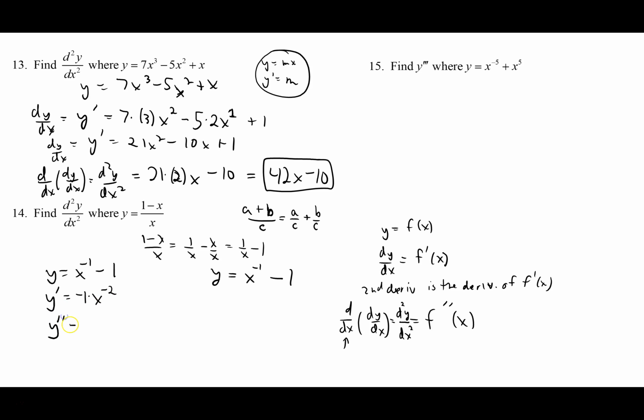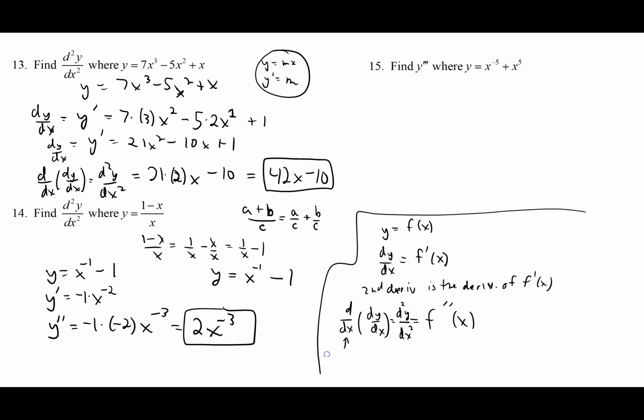Then we take a second derivative. We keep the minus 1, we bring down the minus 2, and we take x to the minus 3. Each time you're taking away 1 from the exponent. The simplified version of that is going to be 2x to the negative 3. Okay. All right, great.